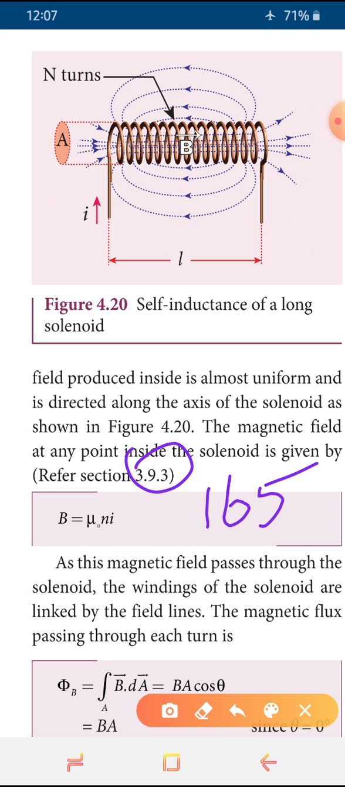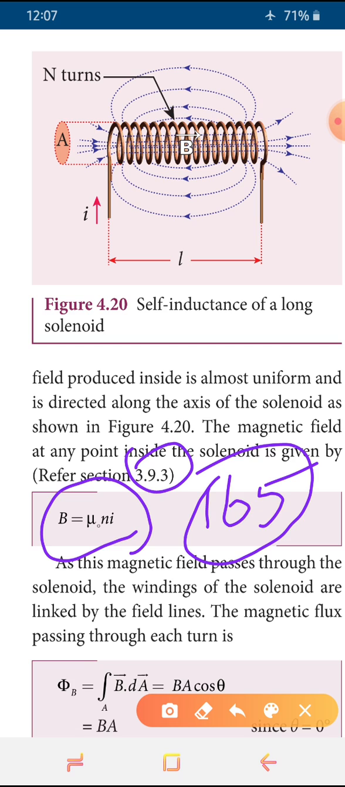In the third unit, on the 165th page, we have derived it. Then that equation is written here directly. Capital B, the magnetic field produced in the solenoid, is equal to mu naught N i. So what is the equation we discussed here? Mu naught N into I.